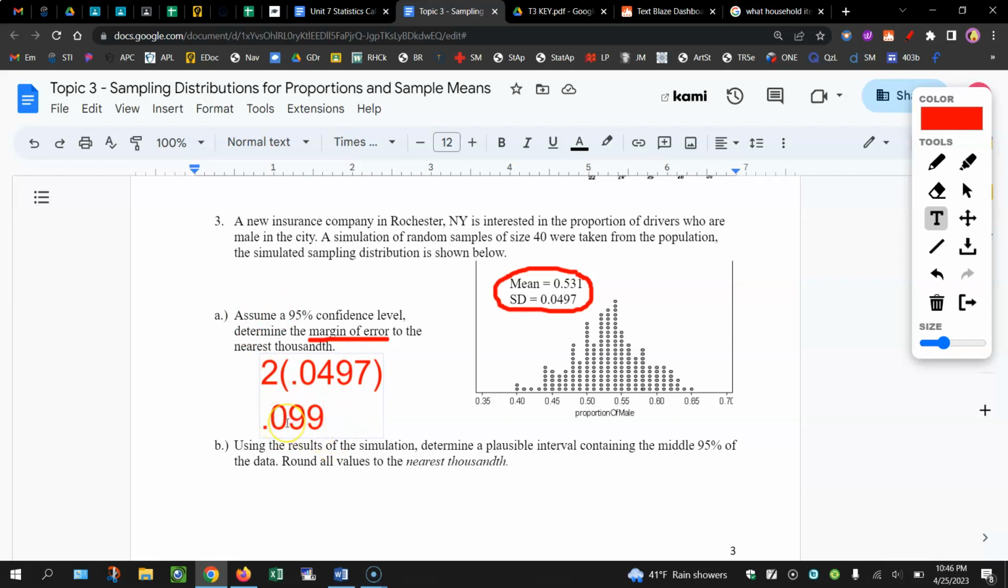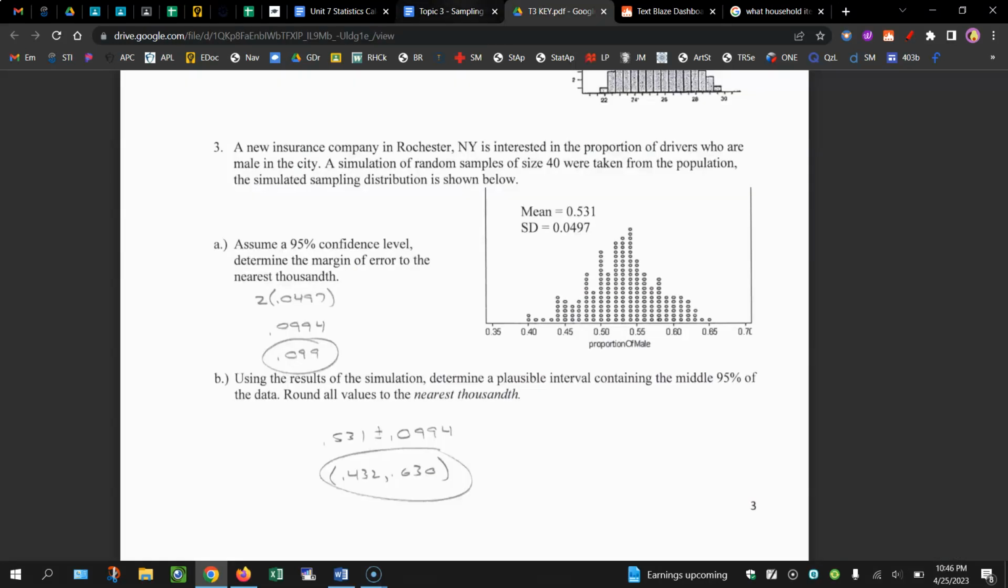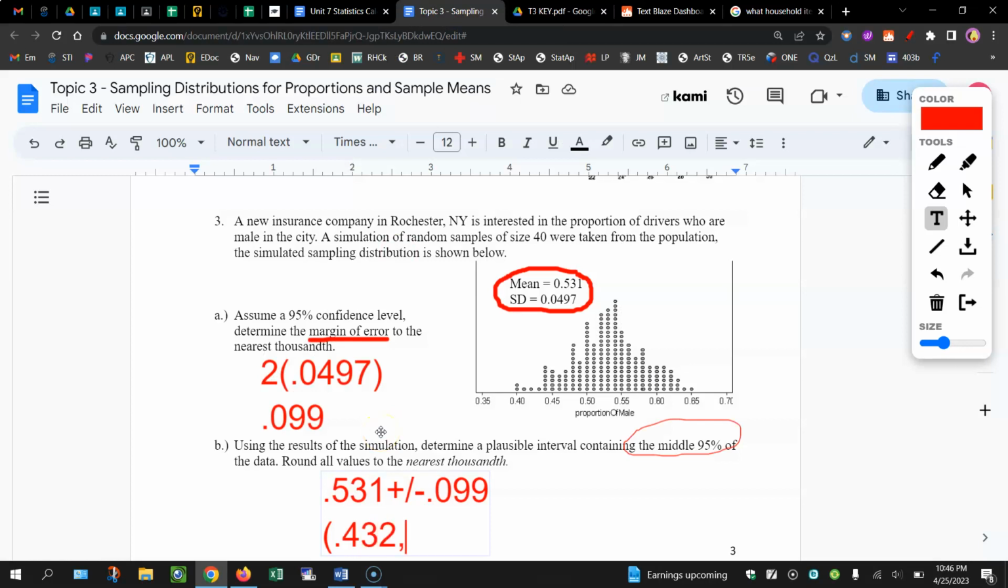So that was just the margin of error, which is just what you're adding and subtracting, or 2 times the standard deviation. Then in part B, they want us to come up with this plausible interval containing the middle 95%. So that's saying actually do the confidence interval. That's what you noticed I started to do there. So it's going to be the mean plus or minus the margin of error, which we calculated above, and that turns out to be 0.432 to 0.630. Again, they want it to the nearest thousandth, so we're just going to utilize our answer from part A for the margin of error.